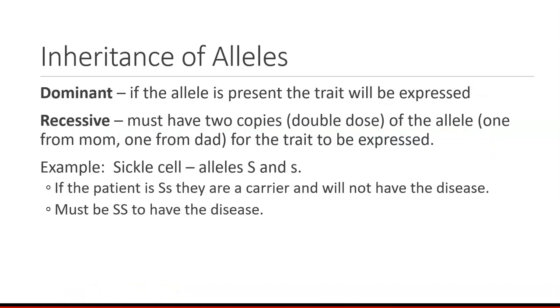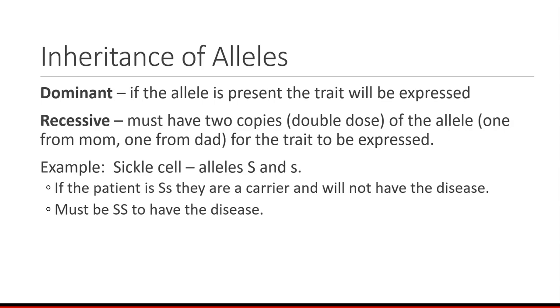In talking about the inheritance of alleles, a dominant trait is one where, if the allele is present, the trait will be expressed. You don't need 2 of them, you only need 1. And if you have 2, it matters not, it's still going to be expressed.